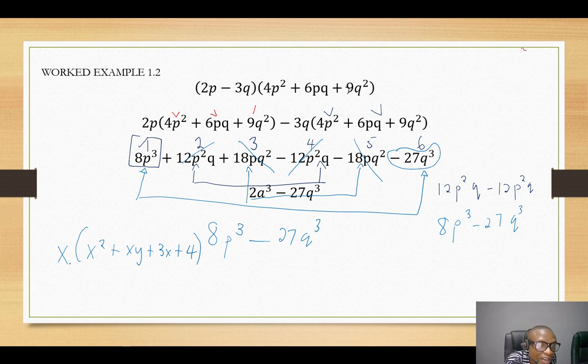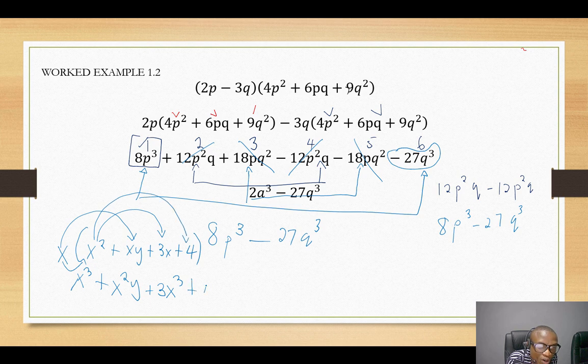So it's going to be x times x squared, which is x cubed, x times xy, which is x squared y, x times 3x, which is 3x squared, x times 4, which is 4x. So we have learned a very important skill in algebra, which is called the distributive law.